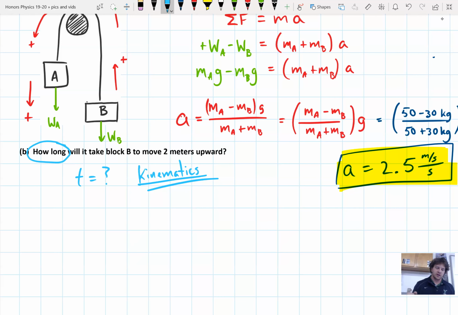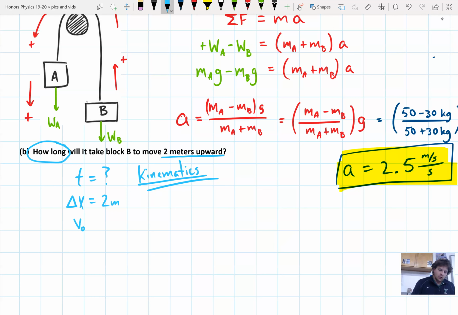So if I'm dealing with kinematics, I need to figure out all the other stuff that I have. So I know it's moving 2 meters upwards. So that's a displacement. And because B is moving up 2 meters, that's in the positive direction. So it's positive 2.